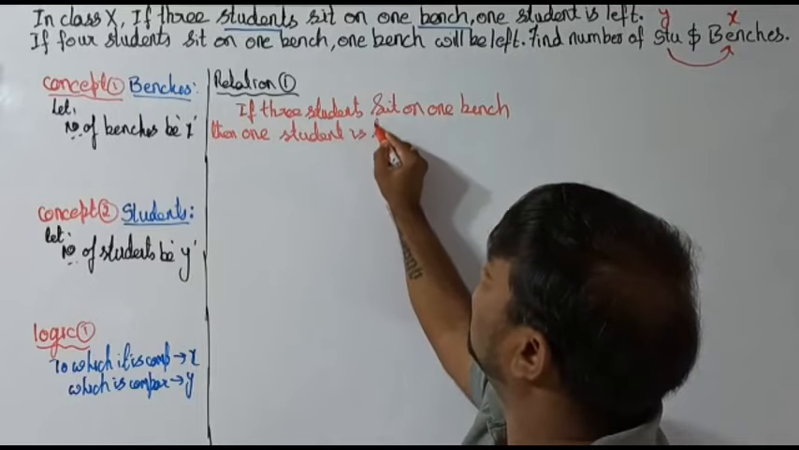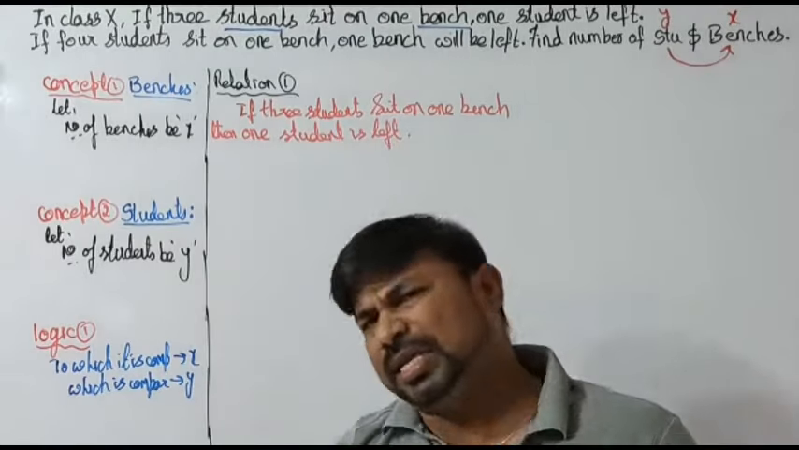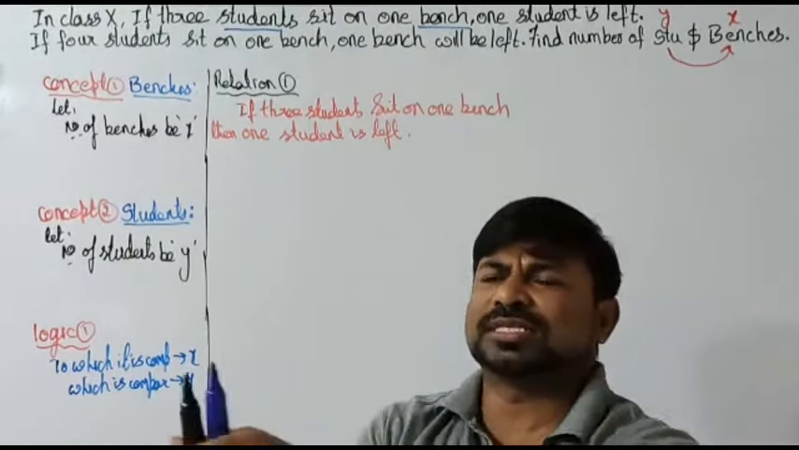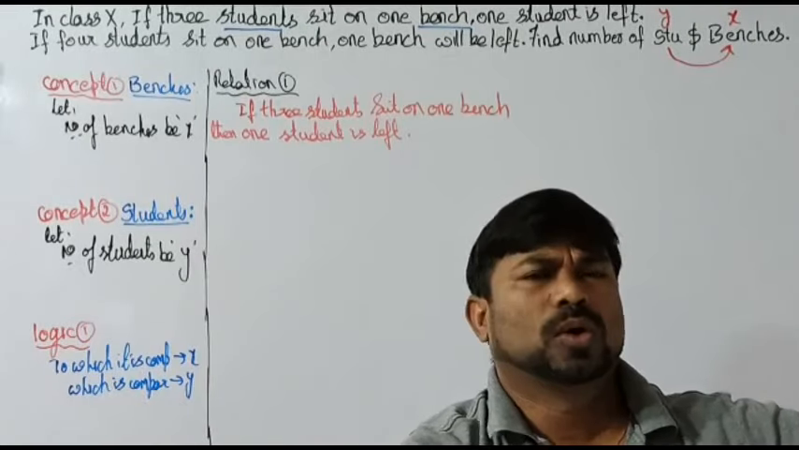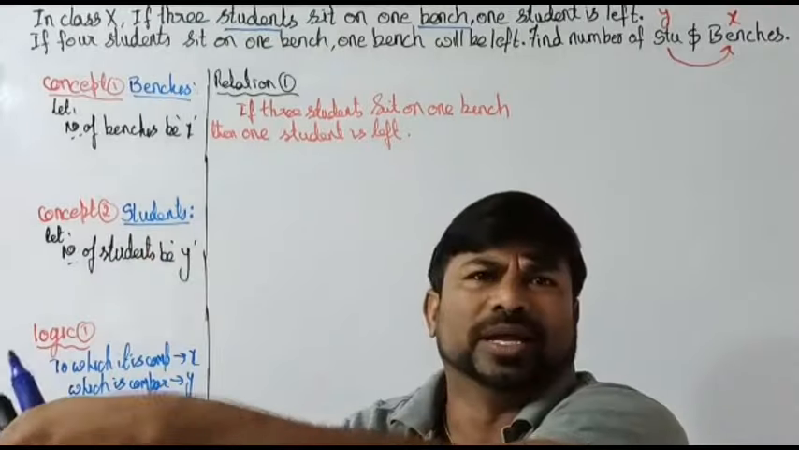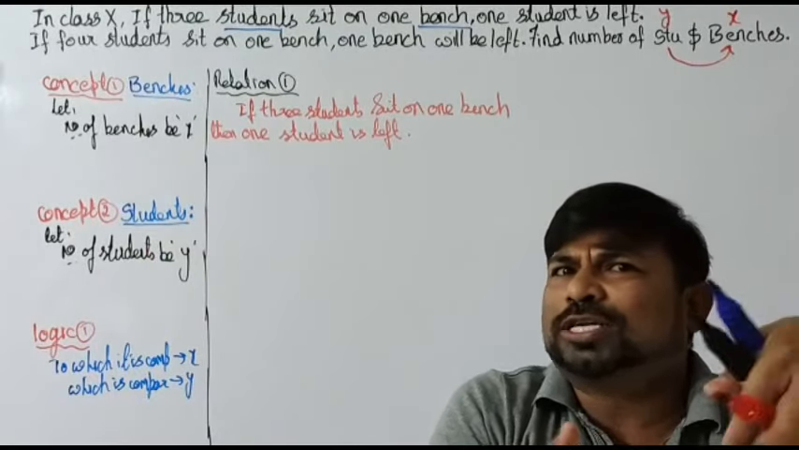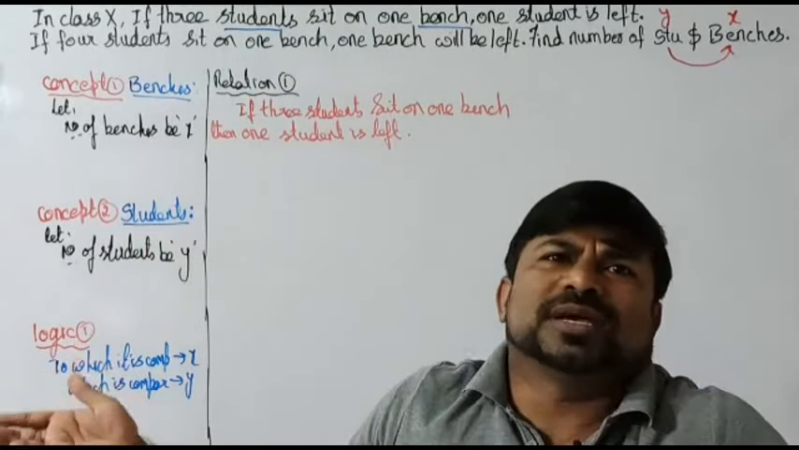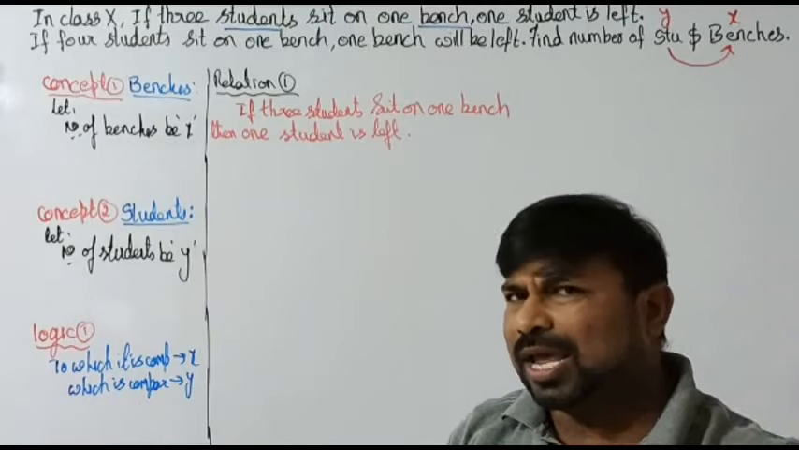Student is left. If 3 students are sitting on one bench, 1 student is left. How many students are on each bench and how many students are left?